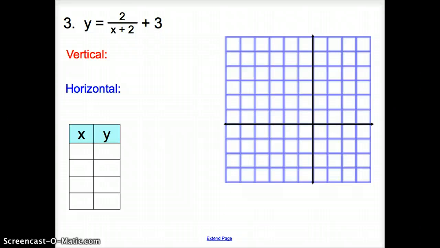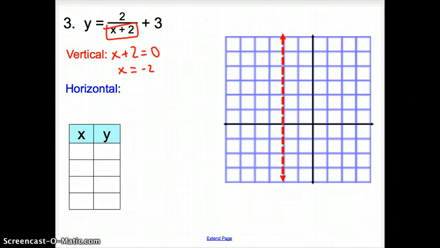So for 3, the first thing that we have to do is to find our vertical asymptote. Remember, it's from the bottom of the fraction, so it's x plus 2. We set that equal to 0. Subtract it over, so x equals negative 2. So I have a vertical asymptote at x equals negative 2, a straight line that goes through x equals negative 2.